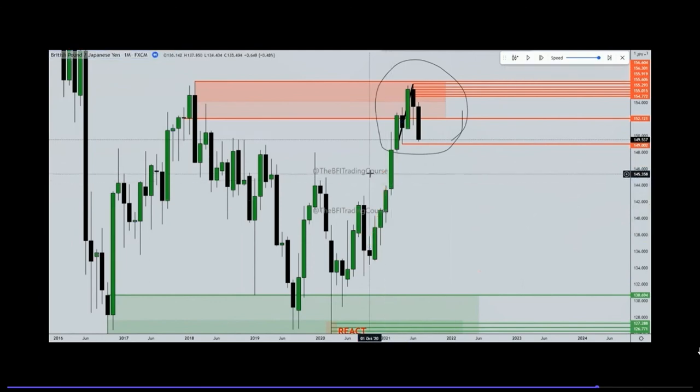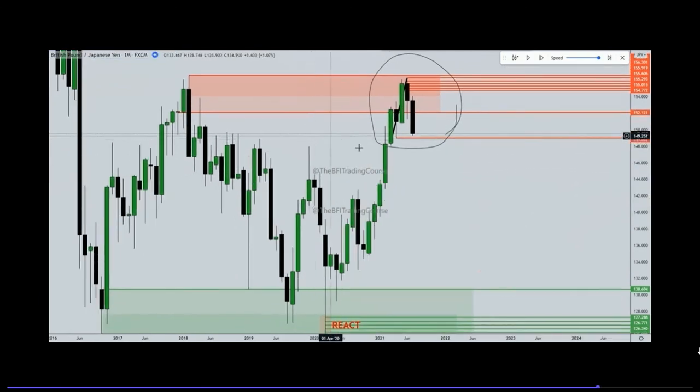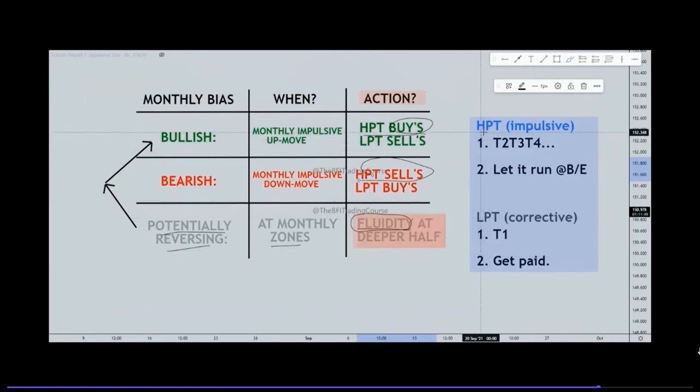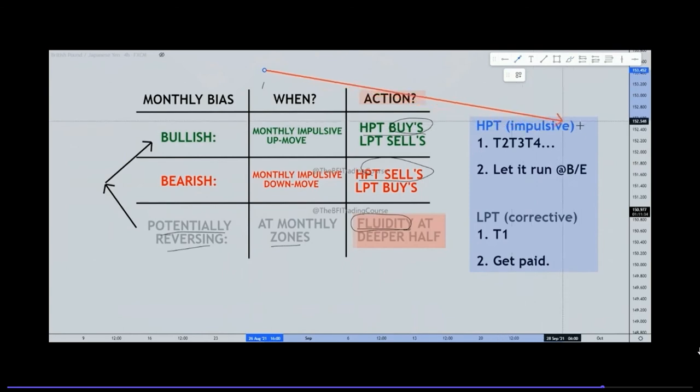Maybe we can discuss HPT and LPT. This is the most basic thing, but it seems they forget it. A high probability trade, maybe that's the one where it's the impulsive move, the footprint. You're on the side of the monthly, you're on the side of the BFIs. That's what you want, and you want to handle this trade in a very certain way. These are the best trades of your life.